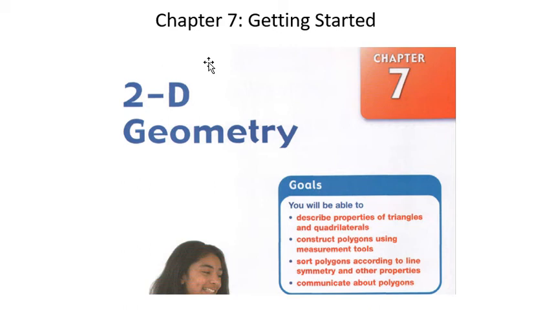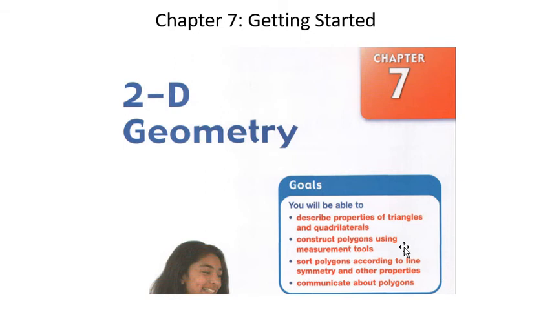2D Geometry, two-dimensional geometry. In this unit, we are going to be able to describe properties of triangles and quadrilaterals. Triangles have three sides, and quadrilaterals, from the Latin for four, have four sides. We will construct polygons using measurement tools. Sort polygons according to line symmetry and other properties.